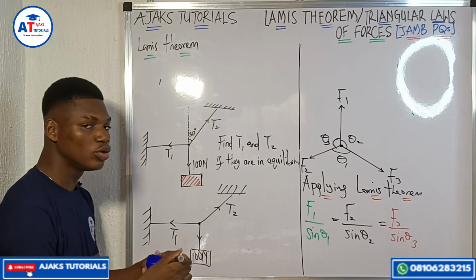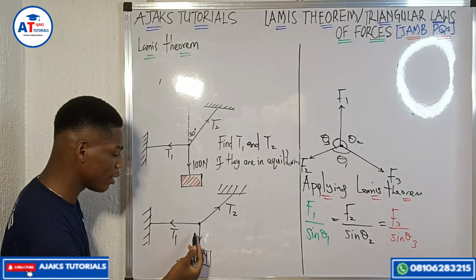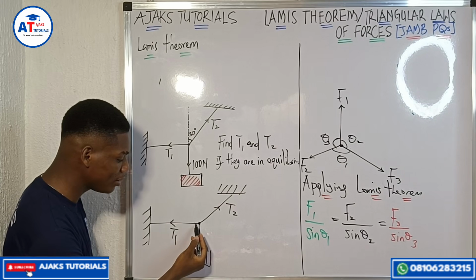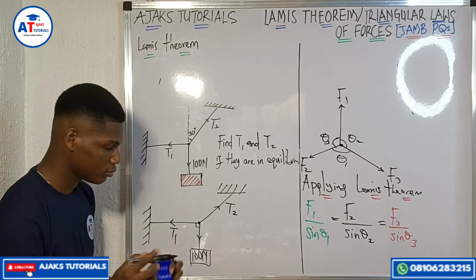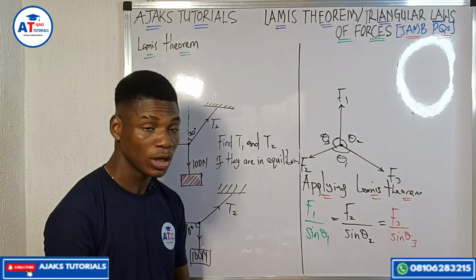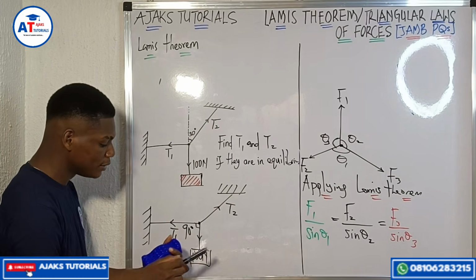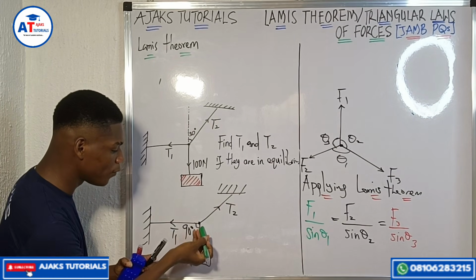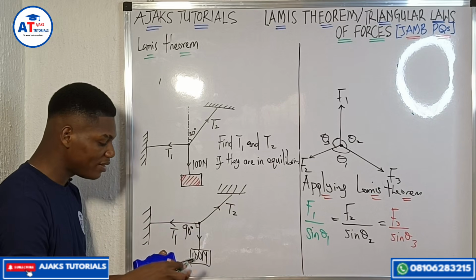Now let's do the angles. I hope you know that this is a right angle triangle, so the angle here is 90. Let me just put it, because some of you are very funny and might be asking questions in the comment section. Just look at it: 90. All right. Now what's this angle here? It's very simple. Let's do it together.